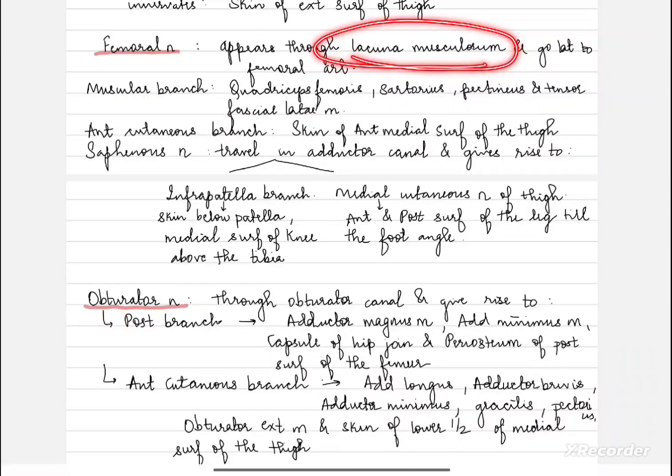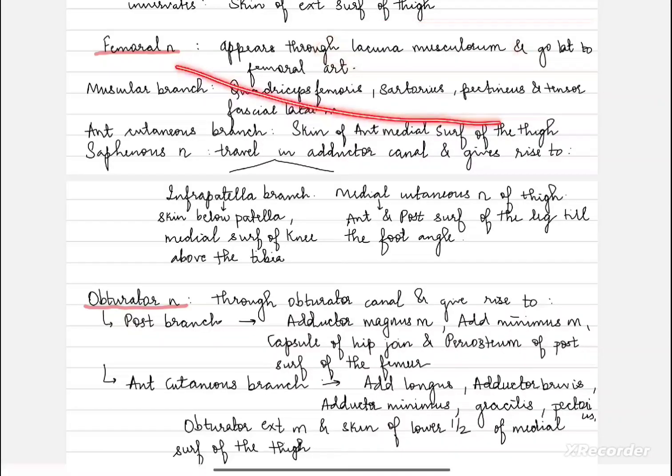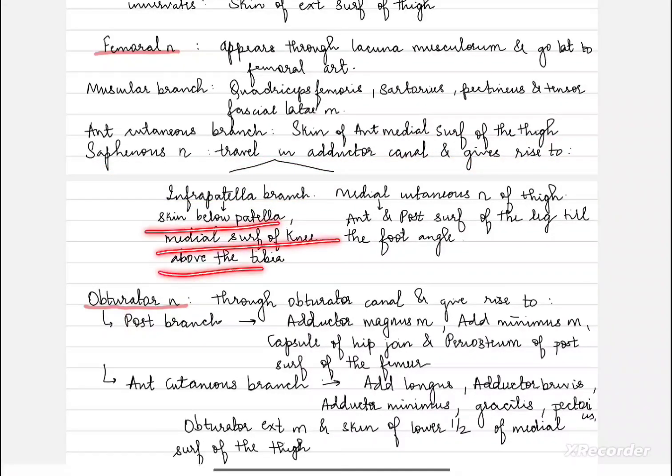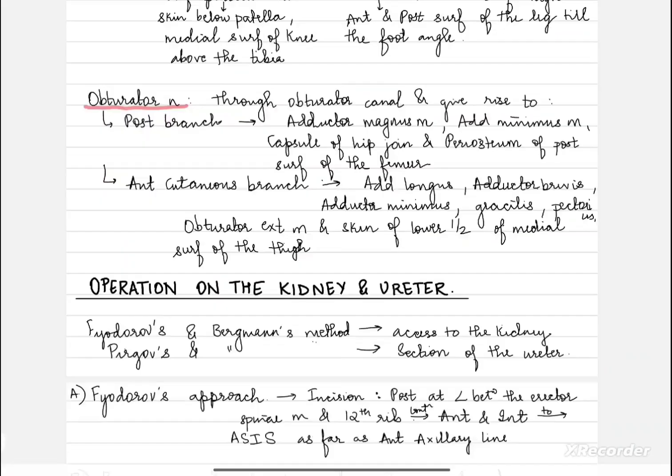Now this lacuna musculorum we have studied already. Below the inguinal ligament, the iliopectineal arch divides it into lacuna musculorum and lacuna vasorum. So the femoral nerve is in the lacuna musculorum. Now the anterior cutaneous branch gives to the skin of the anterior medial surface of the thigh. The saphenous nerve travels in the adductor canal and gives rise to the infrapatellar branch, supplying the skin below the patella, medial surface of the knee and above the tibia. And the medial cutaneous nerve supplies the anterior and posterior surface of the leg till the foot ankle.